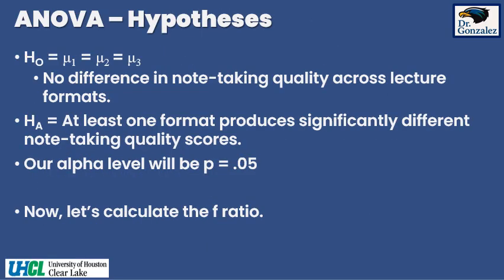So for our hypotheses in this situation, we have our null that says sample mean 1, 2, and 3 are all the same. So there's no differences in note taking across the lecture formats. And our alternative hypothesis is going to say at least one of those formats produces different note-taking quality scores that are significant. And we're going to use an alpha level of p equals 0.05. So next we would calculate our F ratio.